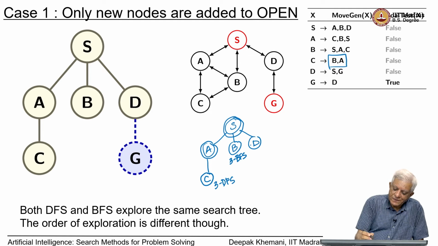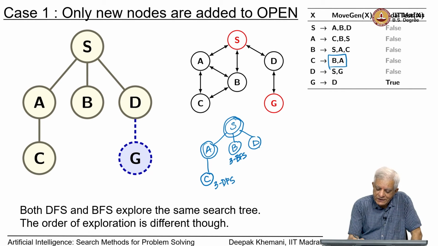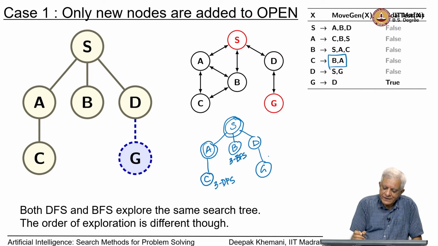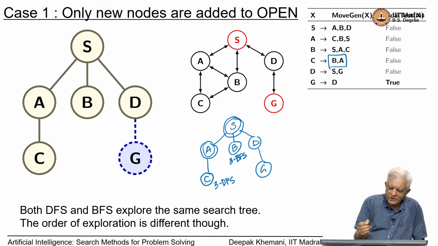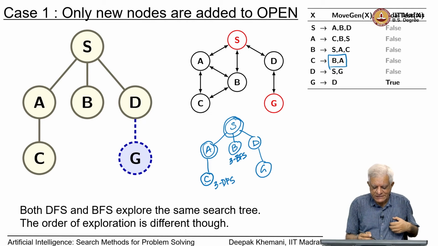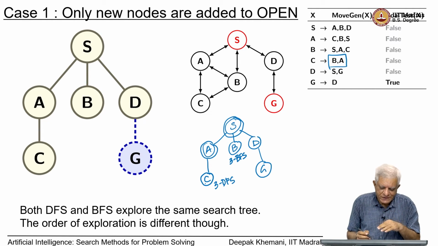What does breadth first search do? It starts with S, goes to A, then it goes to B, because that is its nature, then it goes to D. By the time it has inspected D, they have both generated G, but both of them will inspect C before G, because that is always ahead in the open list, whether it is a queue or a stack. So, both will generate the same search tree, but they will explore it in a different order, and I would encourage you to do this whole simulation yourself.